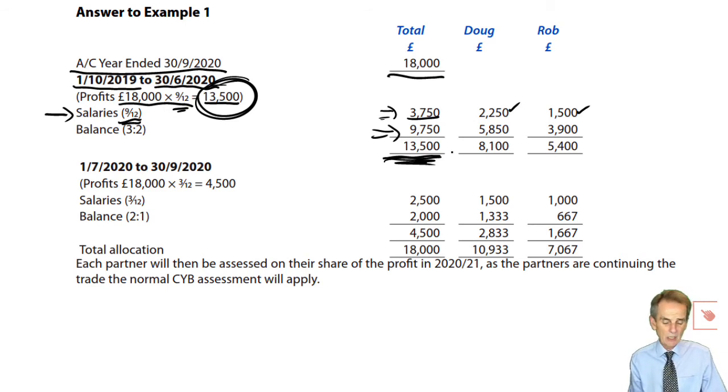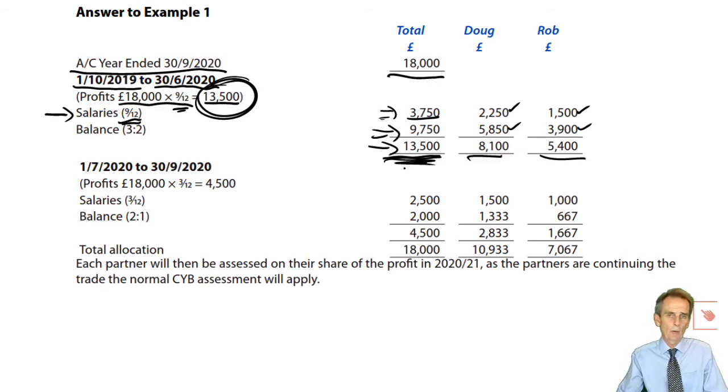So we come back to that £13,500 figure you see there. How is it to be split? 3:2 was the old PSR. Well, get your calculators out and get your figures sorted. 3/5 and 2/5 respectively, hopefully will equal 5,850 to Doug and the remaining £3,900 to Rob. Add up what each has so far, 8,100 plus 5,400. Add those two together. Does that come to £13,500? Yes, it does. Just check your numbers.